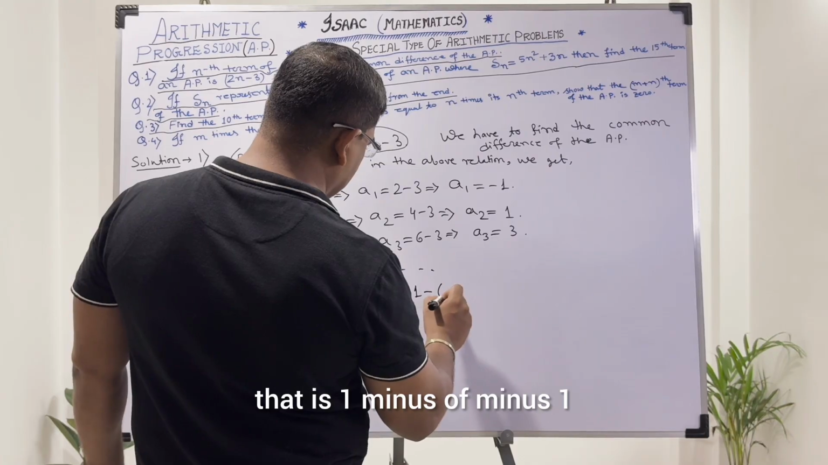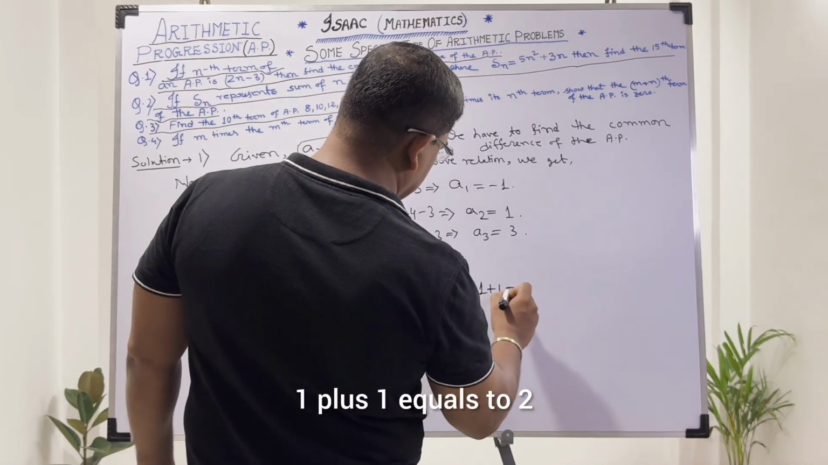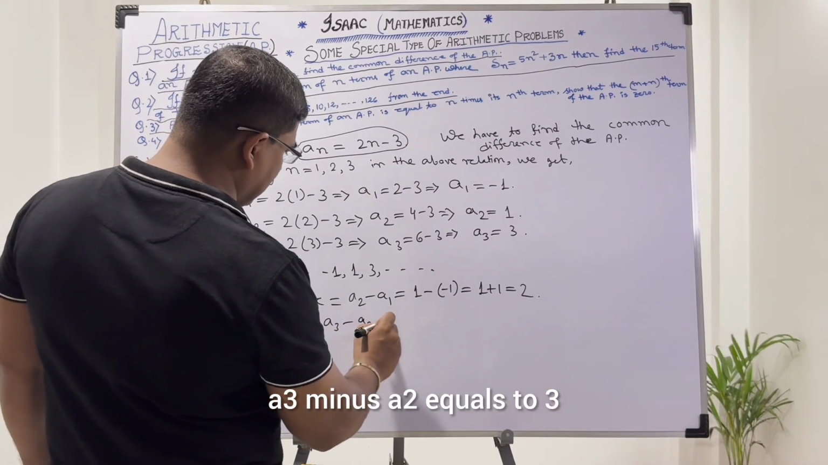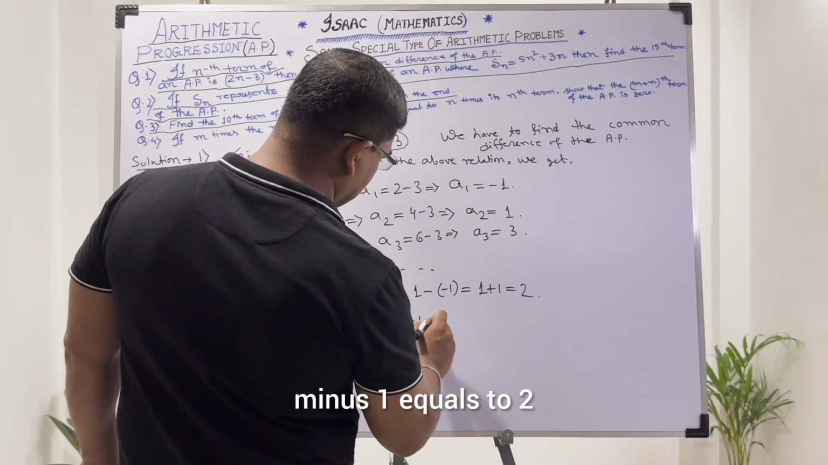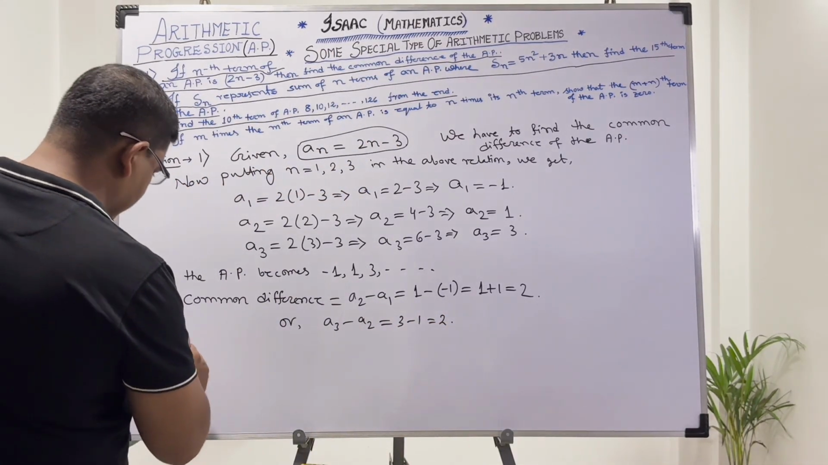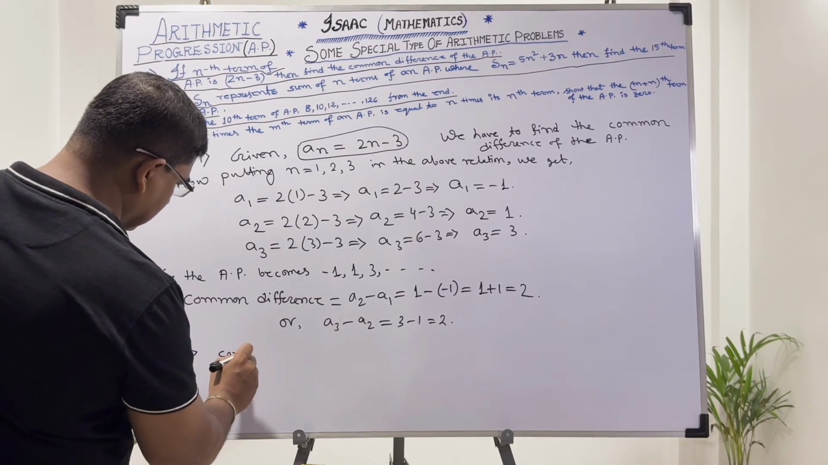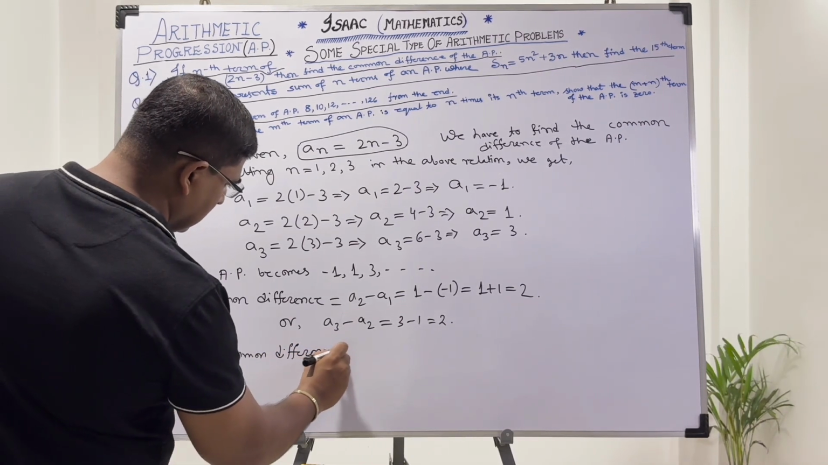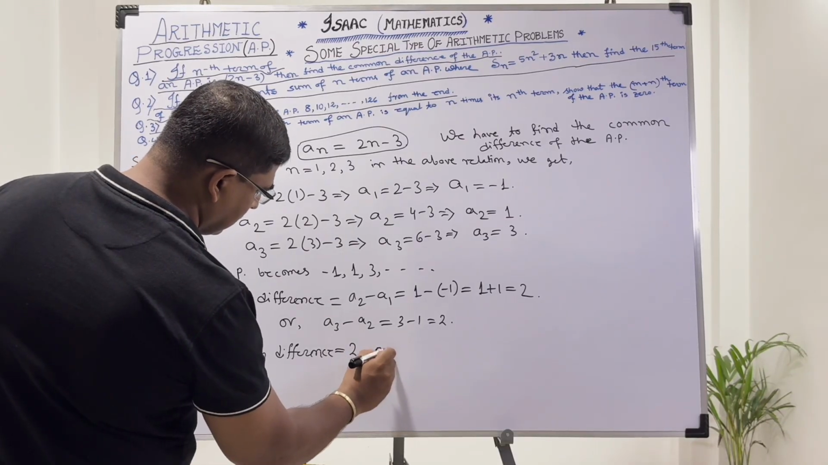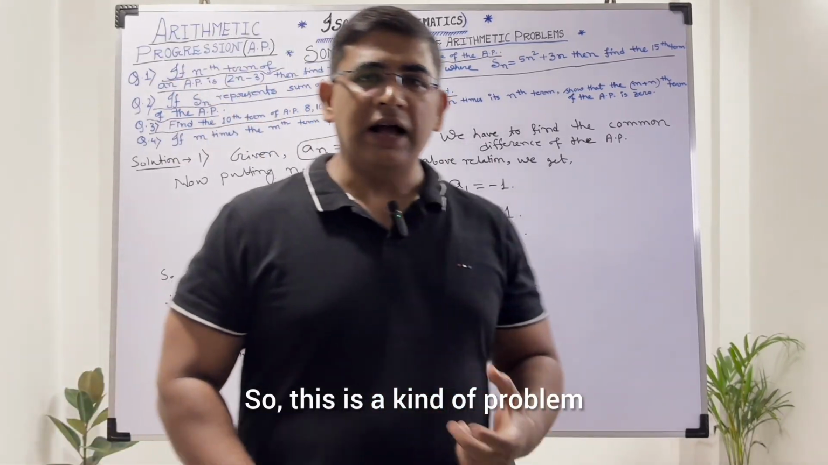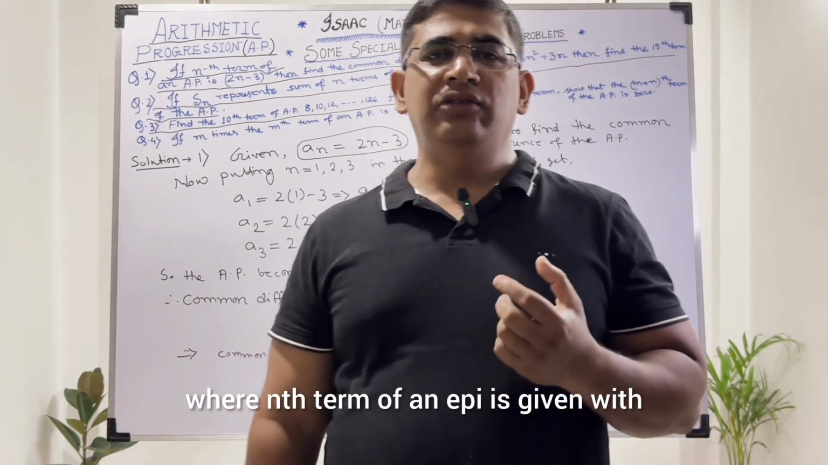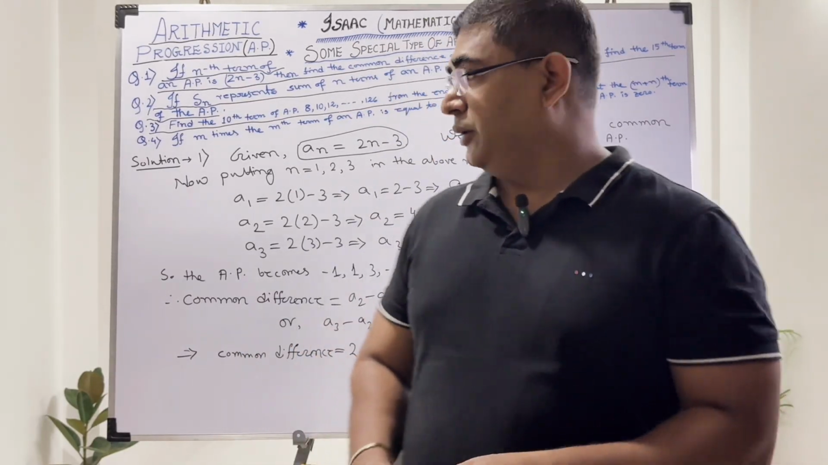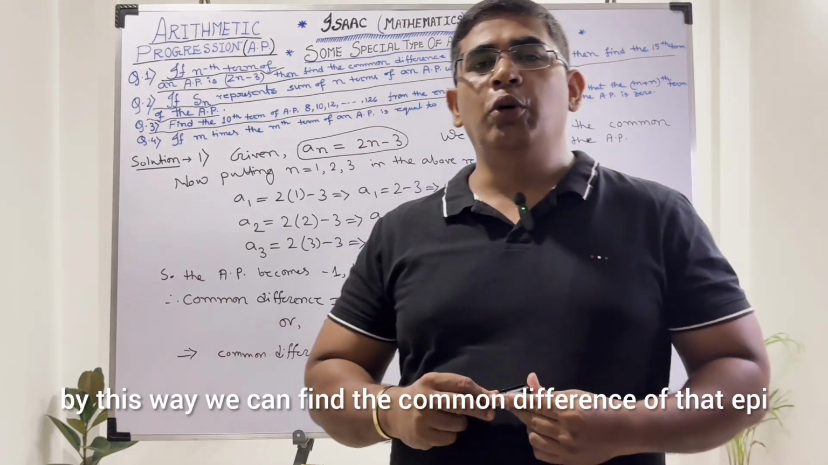that is 1 minus of minus 1, 1 plus 1 equals 2. Or a3 minus a2 equals 3 minus 1 equals 2. So this implies common difference equals 2. So this is a kind of problem where the nth term of an AP is given in terms of n. So from this relation, this way we can find the common difference of that AP.